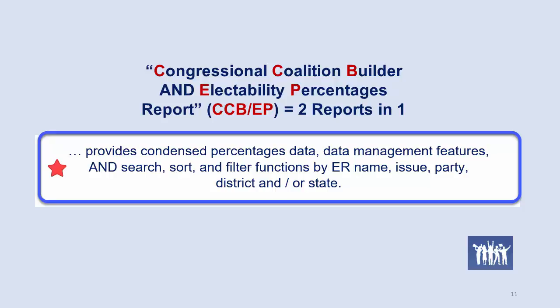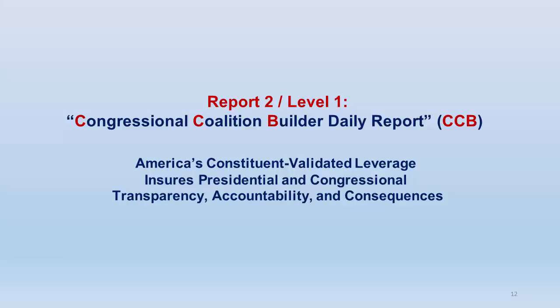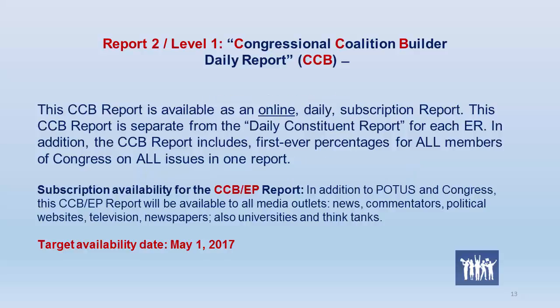This provides condensed percentages data, data management features, and search, sort, and filter functions by ER name, issue, party, district, and/or state. Report 2, Level 1. Congressional Coalition Builder Daily Report. America's constituent-validated leverage ensures presidential and congressional transparency, accountability, and consequences.